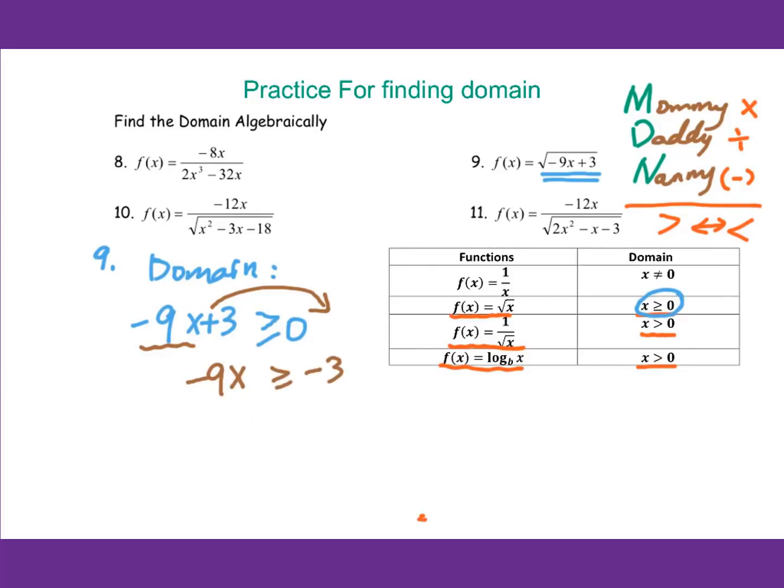The next step, you got to divide by negative 9 on both sides. You got to switch the symbol because you divided by negative 9. Then we got x less than or equal to negative 3 over negative 9, which is positive, reduced, that's 1 over 3. Therefore, the domain for number 9 is x less than or equal to 1 over 3.